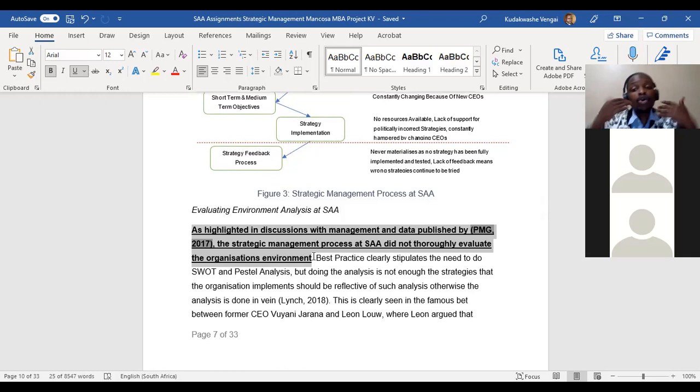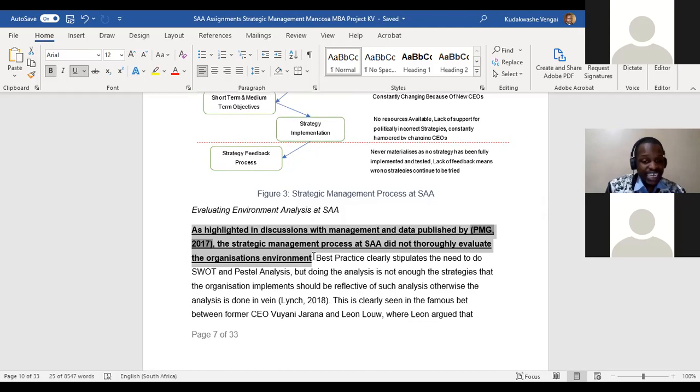If it is a correct process, then you say the way they do it is supported by authors and so on, who highlight that for you to do analysis, you need to use PESTEL. And as you can see from the discussion that I have done, or from the integrated report that I have read about that company, they actually use PESTEL to assess the environment. Yes, you've got a question? Go on.